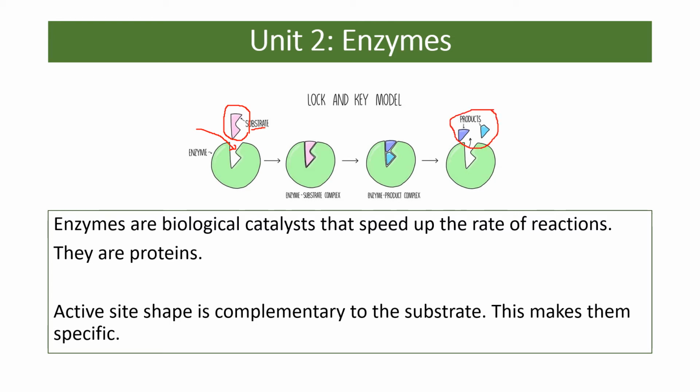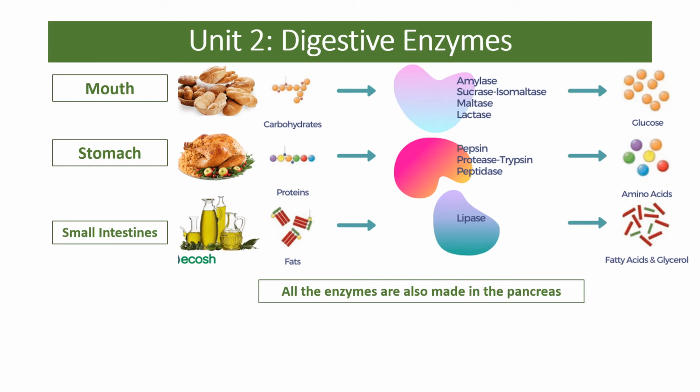And the only enzyme that can break down protein is the enzyme protease, because it has a specifically shaped active site for the protein to fit in. So the active site is complementary in shape to the substrate, and that makes them specific. They'll only break down, in this case with digestive enzymes, one thing. This is called the lock and key model, because the active site is specifically shaped, it's complementary to the substrate.